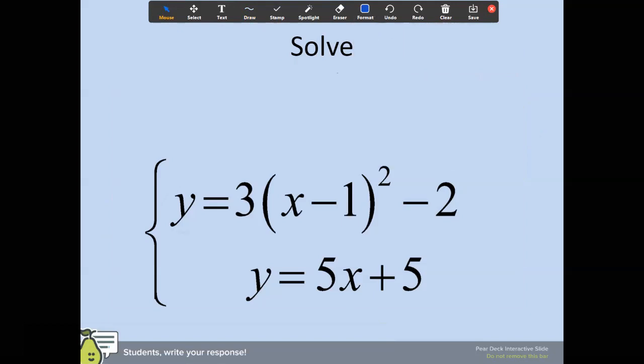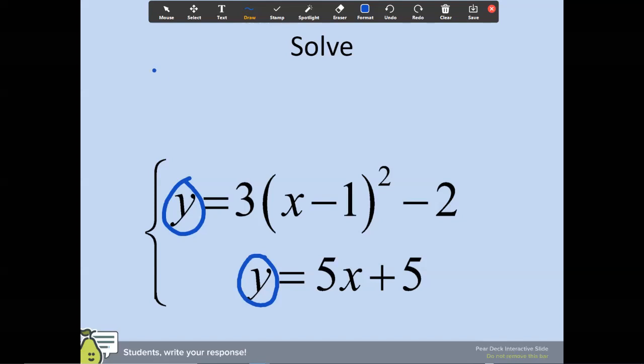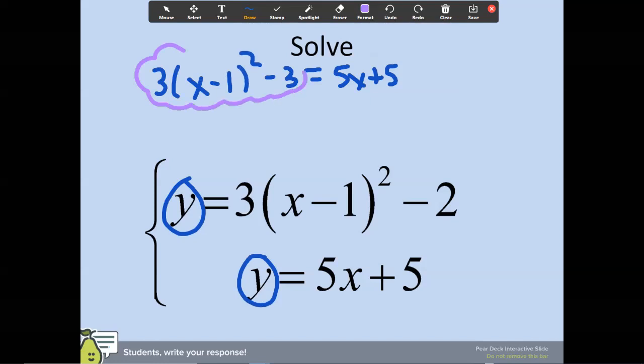Okay, now notice this one here is a y, and this one is a y. Since they're both y equals, back in Integrated 1, you guys learned to set equal values. So this is going to be 3 times (x minus 1) squared minus 2 is equal to 5x plus 5. I am going to clean up this side right here, okay?